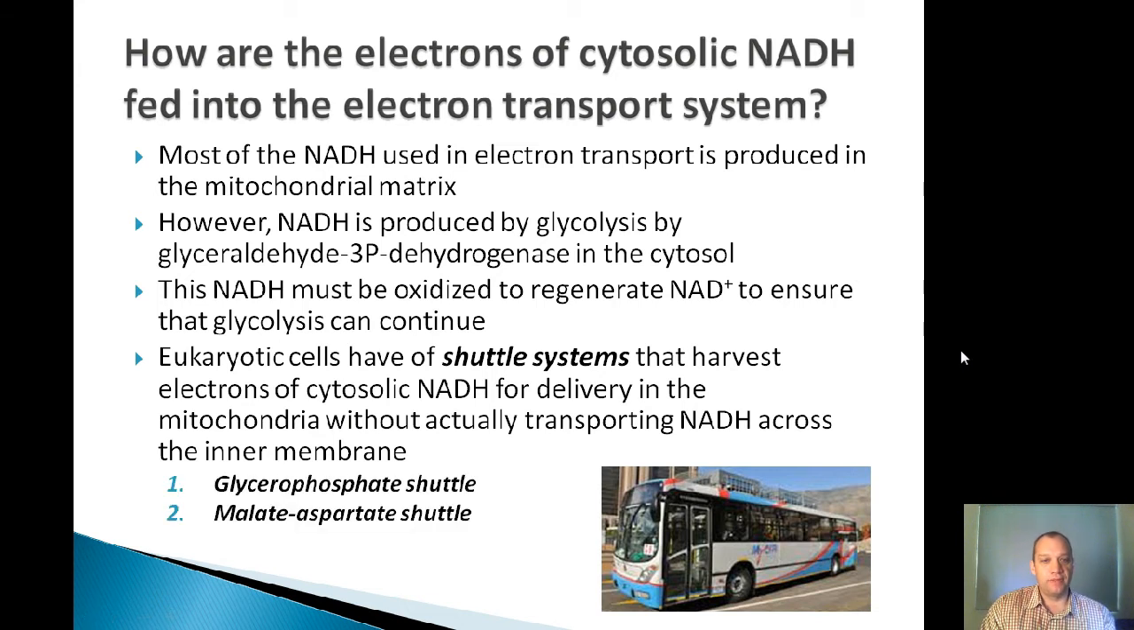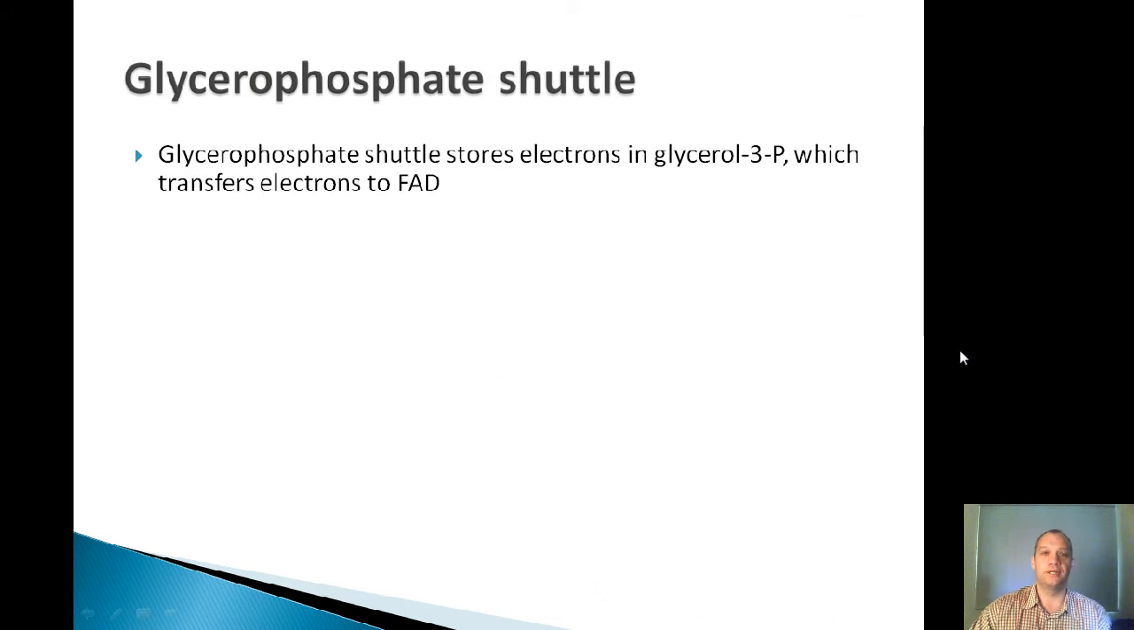We call these two systems either the Glycerophosphate shuttle or the Malate-Aspartate shuttle. You can kind of think of it as a way of, instead of traveling somewhere with a large amount of cash in your pocket, you deposit it into a bank. You deposit that cash into the bank, you do your traveling, and you take the money out of the bank wherever you arrive. And this is the way that the electrons are kind of saved through these shuttles and then harvested again once they are inside the mitochondria.